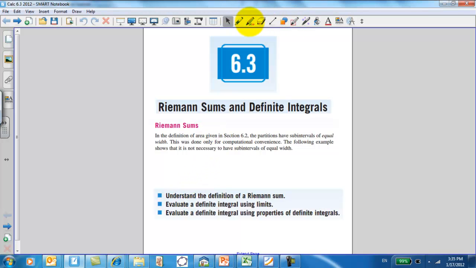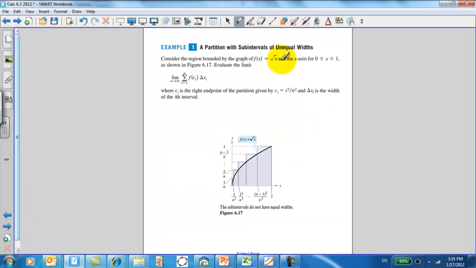But basically I'm not going to hold you responsible for the stuff in Riemann sums or evaluating a definite integral using limits. We're going to focus on just the application of definite integrals and how to find them. But I want you to get an idea of where the integrals are coming from. So just listen to this first part and then I'll show you where you should start taking notes.